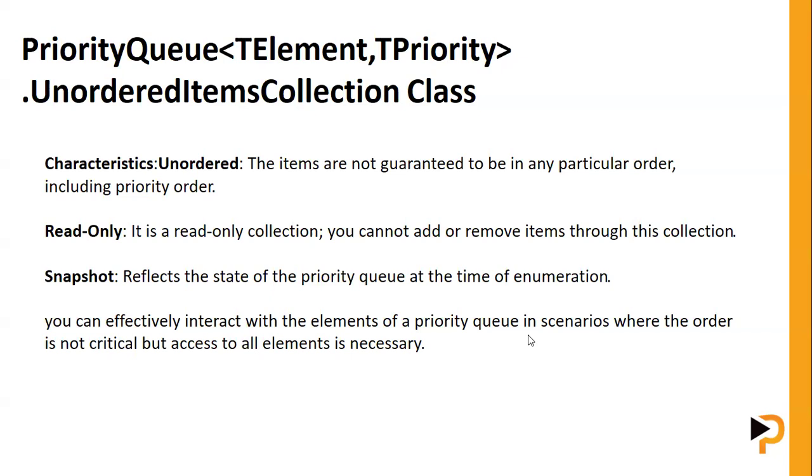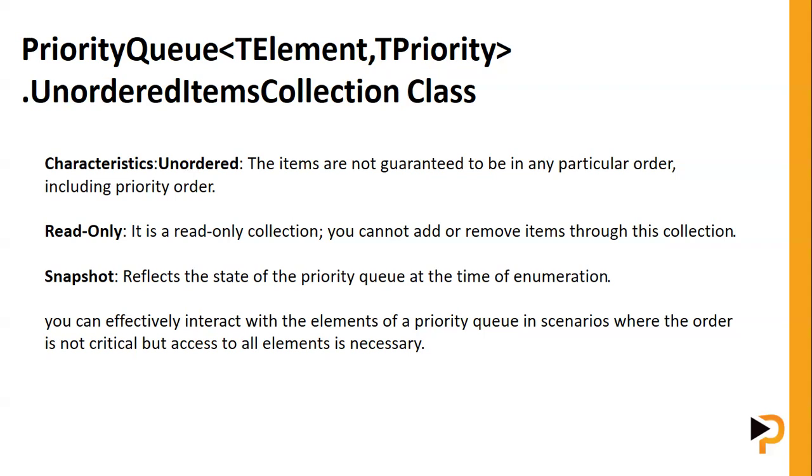So, this is a kind of snapshot. Consider you don't want to fetch the elements of a priority queue on the basis of priority. You just want to visit the elements, you just want to view the elements. So this particular class is for that. It's not in ordered form. It's an unordered items collection. So it's read only. It's a snapshot and it's read only, and you cannot add or remove elements through this collection. It reflects the state of the priority queue at the time of enumeration. So whenever you are iterating through it, it only iterates and does not follow any particular order.